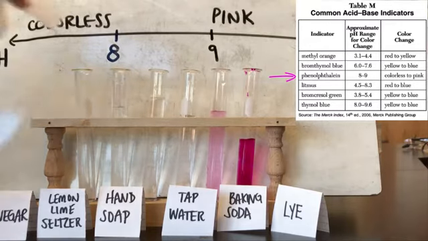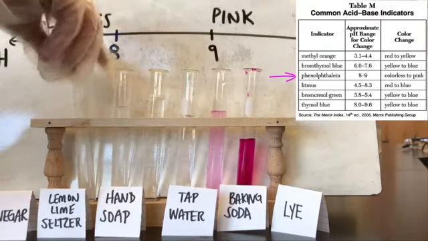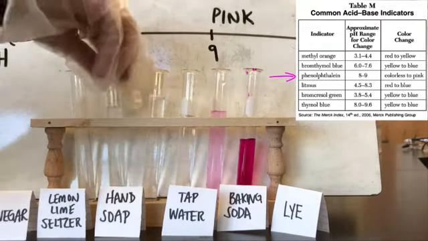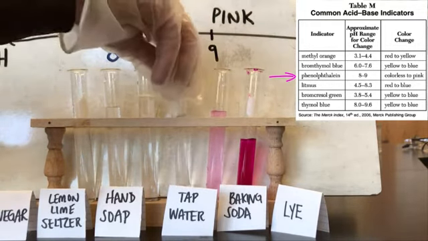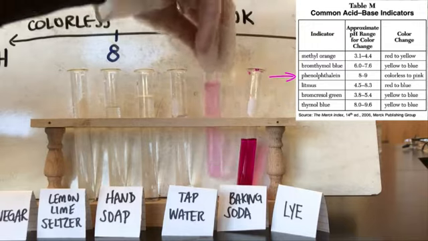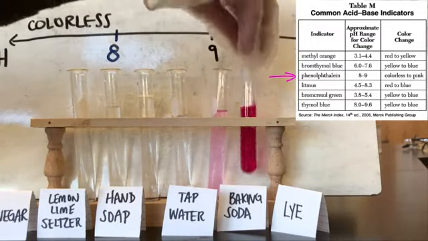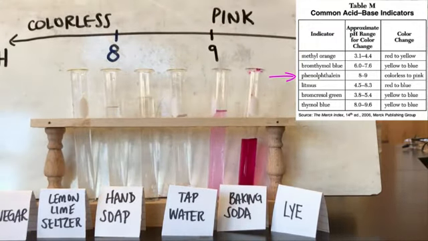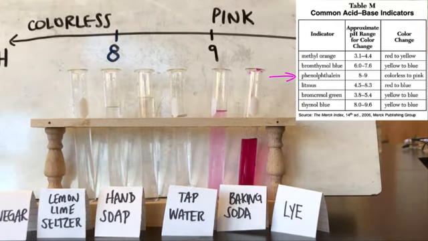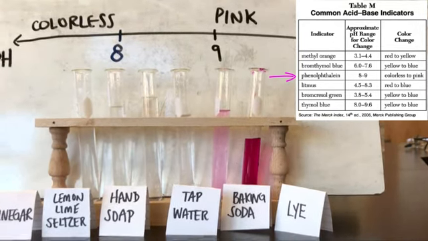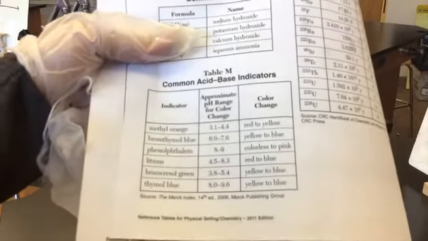So the only test tubes that changed color were baking soda and lye. Baking soda a much paler pink than lye. This tells me that tap water, hand soap, lemon lime seltzer, and vinegar all have pHs of less than 8, that baking soda maybe somewhere between 8 and 9, and that lye is definitely a pH higher than 9. Let's look at Thymol Blue next.